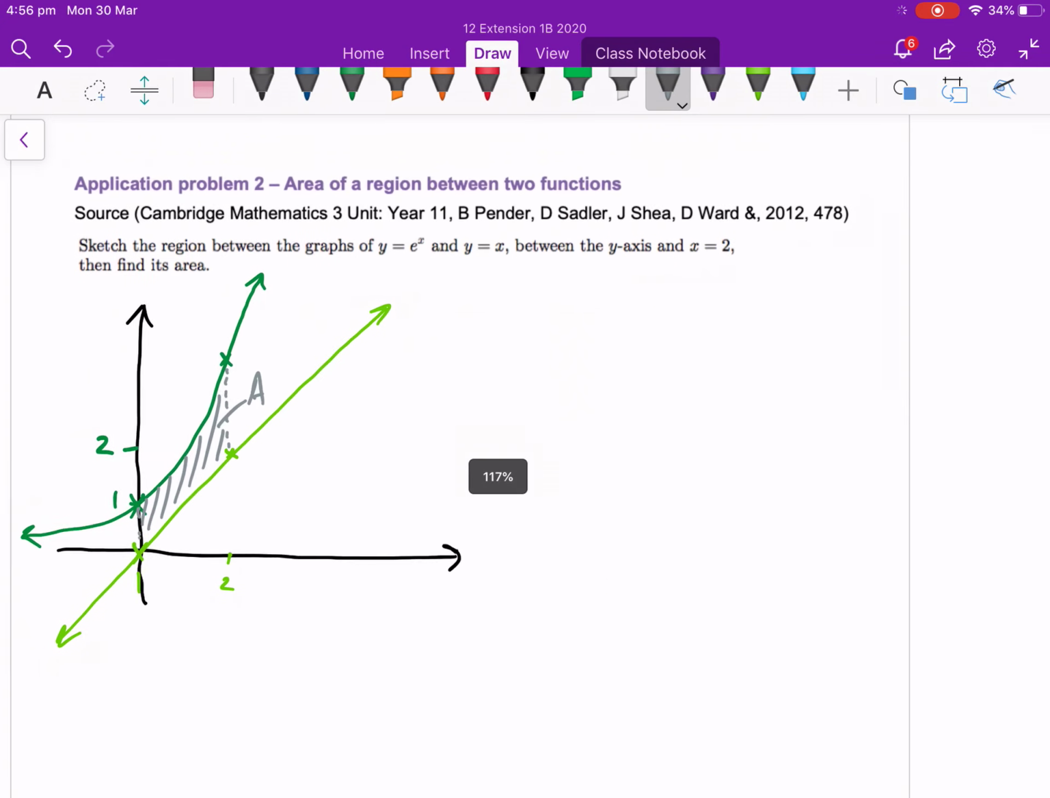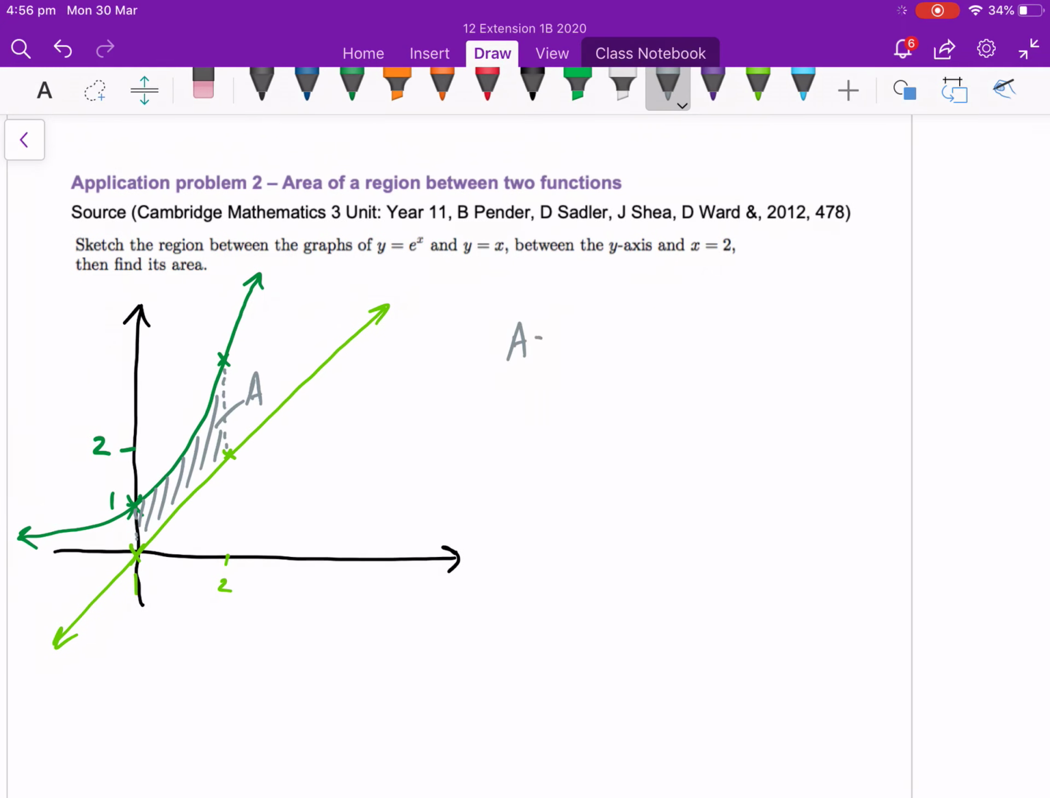So we can write out here that the area is equal to the integral between 0 and 2. Sorry, there's a 1 written down there, that should be 0. It's the integral between 0 and 2 of the top function minus the bottom. And we can write this all in one integral because the limits are consistent throughout. We're looking at the area between 0 and 2, and therefore we can write this as one integral.